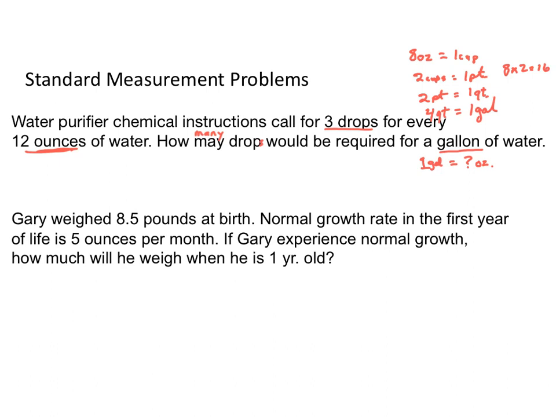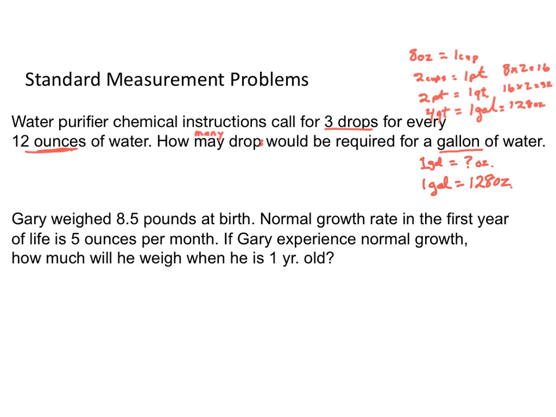We can take that times 2 to get how many ounces are in a quart. So that's 16 times 2, which is 32 ounces in a quart. And if there's 4 quarts in a gallon, and there's 32 ounces in a quart, we can multiply 32 times 4. That would be 128 ounces in 1 gallon. Okay, so 1 gallon is 128 ounces.